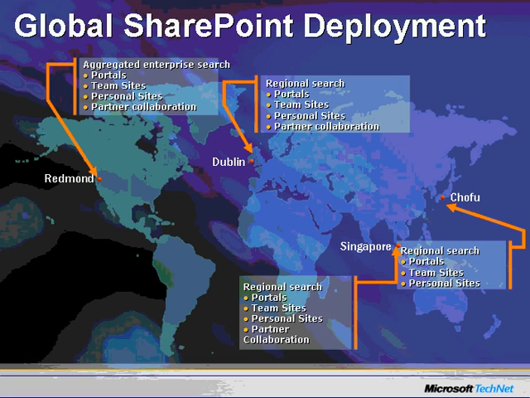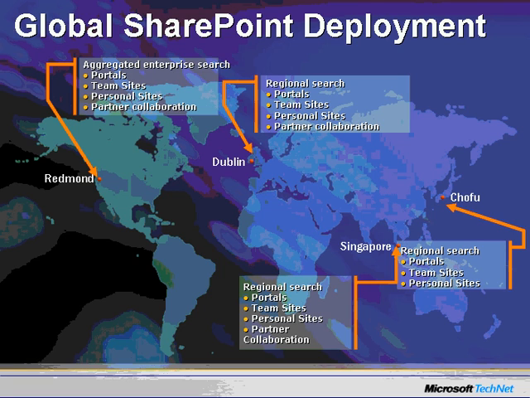our other deployments. So what we've done is we've taken Redmond, which serves North and South America, Dublin, which serves Europe, Middle East, and Africa, Singapore serves the South Pacific and some of the Far East, and Shofu, which is a suburb of Tokyo, which serves Asia. And what we've done is we've done a deployment of SharePoint in each of those locations, and then we use our Redmond installation to index that.